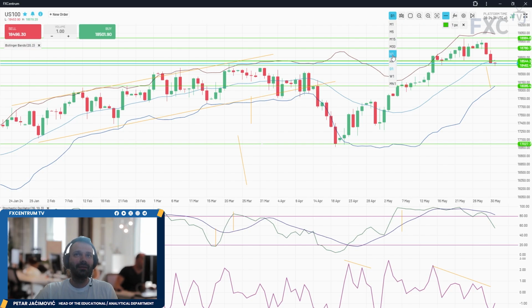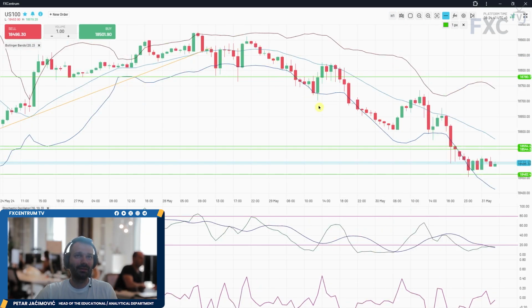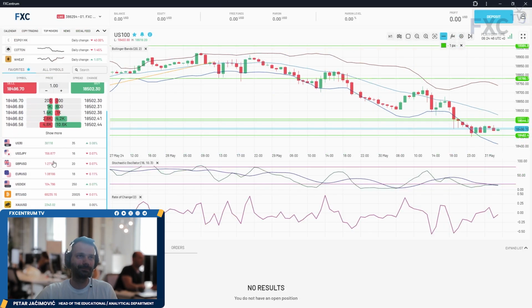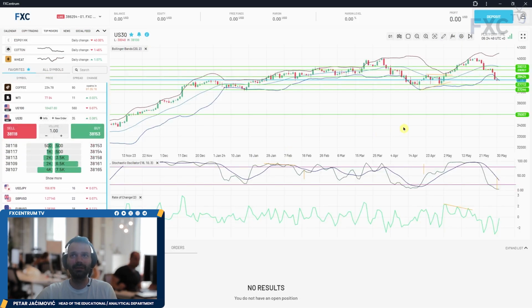So hourly is confirmative, as we said: nice progress, sell-off, natural reaction, sell-off, natural reaction. So it's pretty confirmative for the downside.